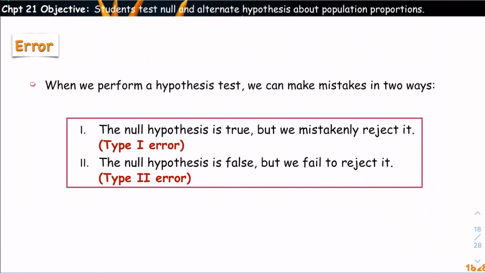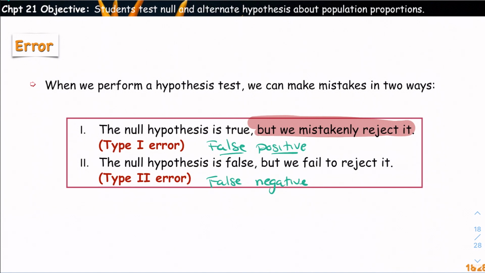We could say the null hypothesis is true, but we mistakenly reject it. So maybe we knew the null to be true, but we said we're going to reject the null. We call that a type 1 error. Now, if the null hypothesis is false, but we fail to reject it, we would call this a false negative, and the other one would be called a false positive. All right, you've heard of those words.